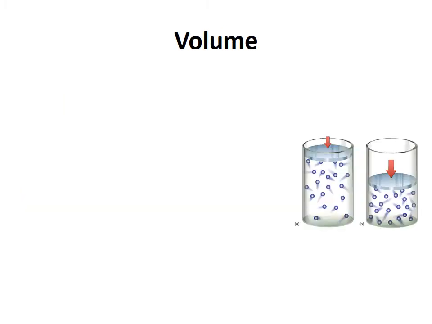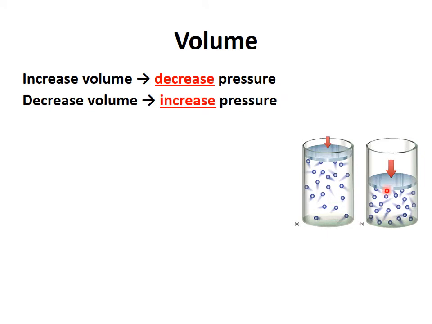Volume refers to the amount of space the gas particles occupy. Here we see varying volumes: a small volume and a larger volume. If we increase the volume, we're going to decrease pressure, because we have the same number of particles, but they have to spread their force over a larger area. Whereas if you decrease the volume, you're decreasing the area that these gas particles have to exert their force on, so you're going to increase pressure.